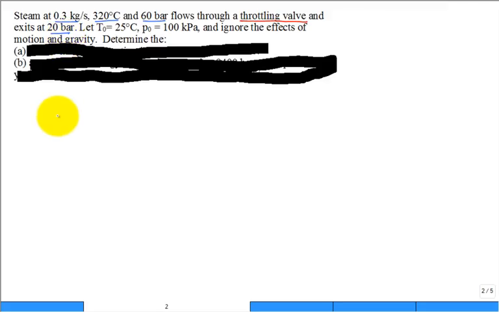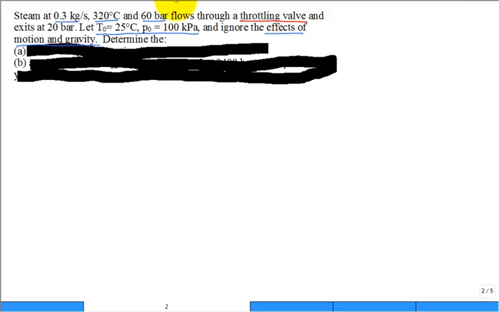Do they give me things about exit elevation, inlet elevation? No. How about inlet speed, exit speed? No. So right away you're thinking, ignore the effects of motion, kinetic energy effects, and gravity, potential energy effects. Okay, but they only give me the pressure on the exit. All right. So we have the dead state temperature and dead state pressure.